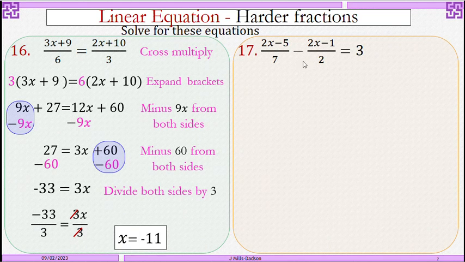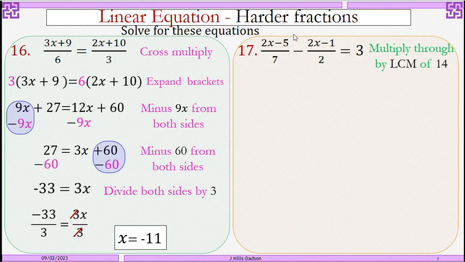And let's look at the other one where we have fractions involved and it's equal to a whole number. So the first thing you might want to do is to find the LCM. So the LCM of 7 and 2 is what? 14. So once you work out the LCM of the denominators, you can multiply each of the terms by 14.